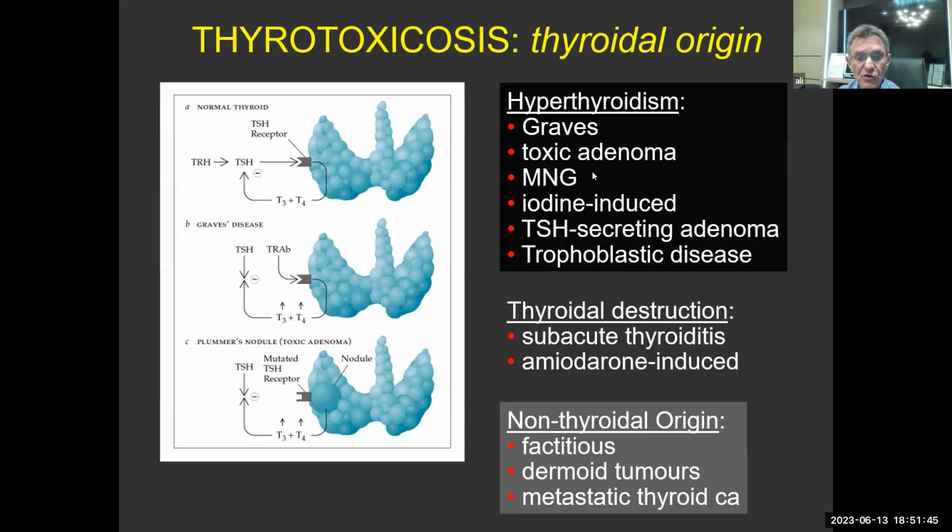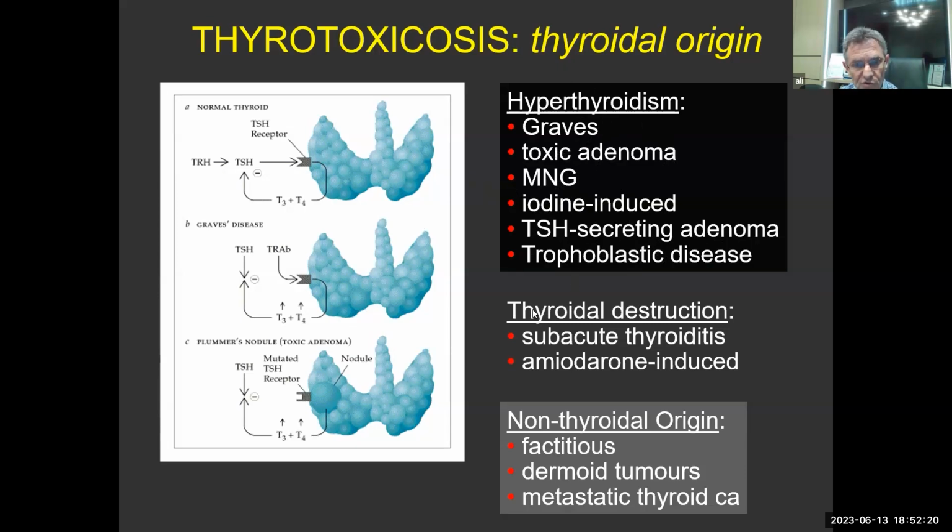So the classical causes of hyperthyroidism then is Graves' disease, which we'll talk about, nodular thyroid disease, such as a toxic adenoma, as I've shown you here, or multinodular goiter, iodine-induced disease, and then if the TSH is driving from the pituitary, stimulating the thyroid to produce hormone, or sometimes in pregnancy, and we're going to talk about trophoblastic disease and choriocarcinomas. Now, that's classical hyperthyroidism.